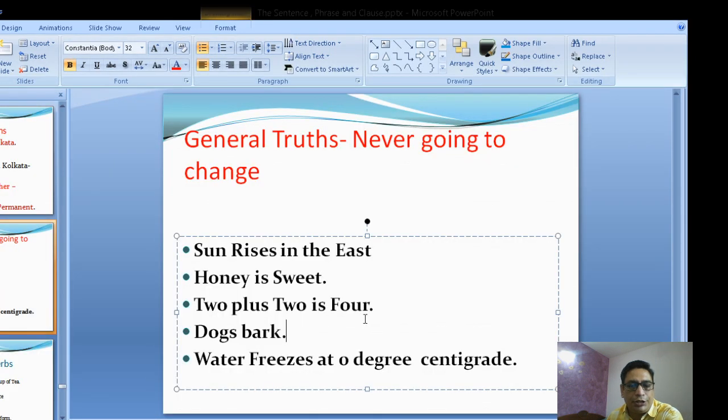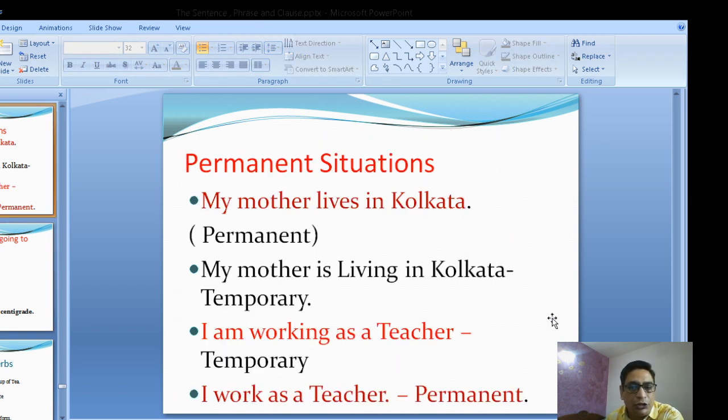Let's come to the next point. Sun rises in the east, honey is sweet. This is not something that is related to you and me. Let's compare. My mother lives in Kolkata. Now, this is something that may change. It may change, right? Today, she lives in Kolkata and she might decide that I'll not stay in Kolkata anymore. I will shift to Malkapur. So when she decides that, that is going to change, right?